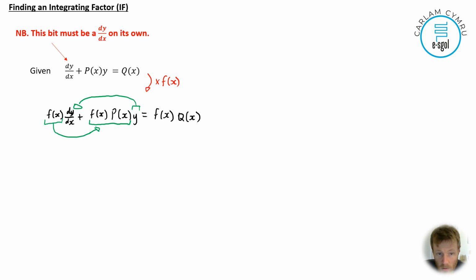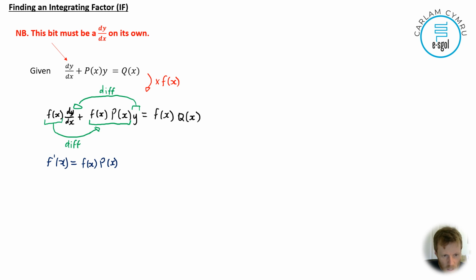Now y differentiates to dy over dx as it is, so I can park that there. I'll just write on there differentiate, okay, that's what we're trying to get. So what I'm going to do then is take f of x and differentiate it. That gives me f dash x, and that should equal then the bit on the right hand side, which is f of x p of x.